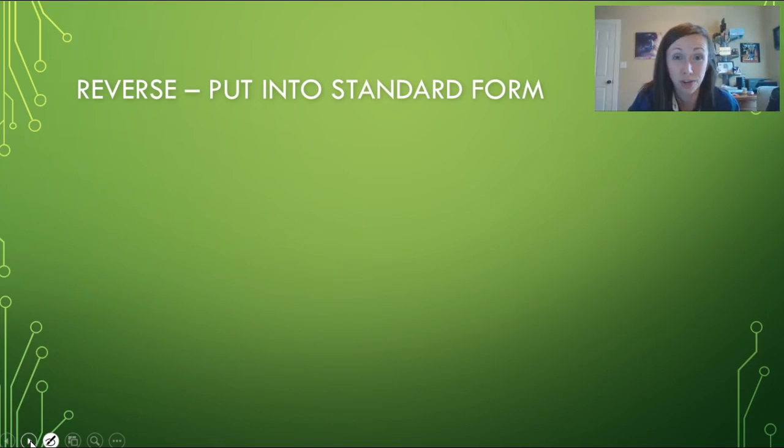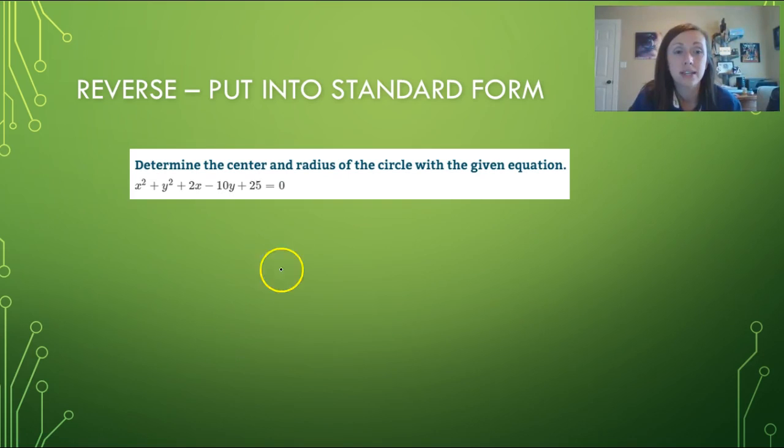Now, reverse. What if you're given it in general form and asked to go back to standard? Again, you're going to need some algebra. So if you were asked this question, determine the center and radius of the circle with the given equation, they didn't give it to us in standard form. It is in general form. We're going to have to do the work to get it back into standard form. How are we going to get those sets of parentheses? Well, my friends, we're going to work through that lovely process called completing the square. Yay, don't you love it?